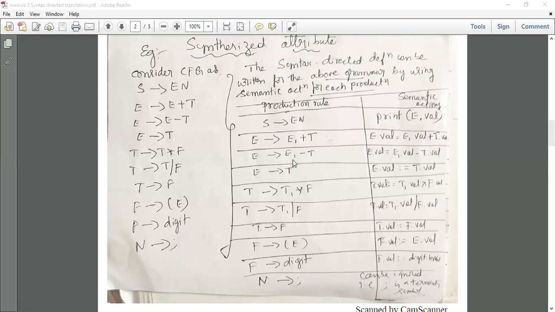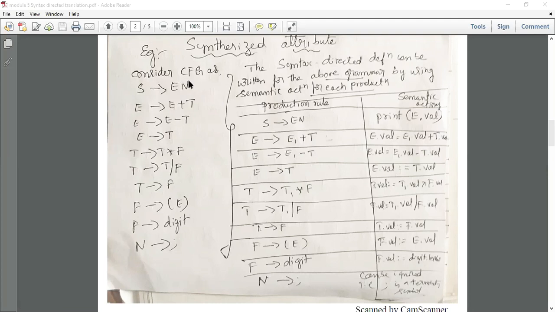E1 minus T. So here also E1 dot val minus T dot val. E tends to T, same thing: E dot val equals T dot val. And then T dot val equals T1 dot val star F dot val. So in every production, we need to add this value of attributes to the particular non-terminal symbol. Go on adding, because S tends to E, E tends to T, T tends to F, F tends to digit.